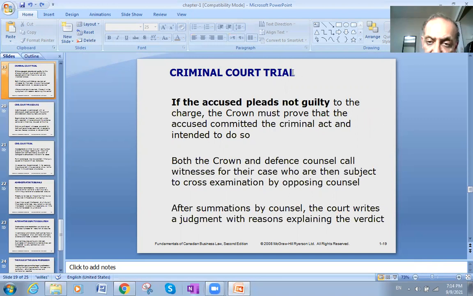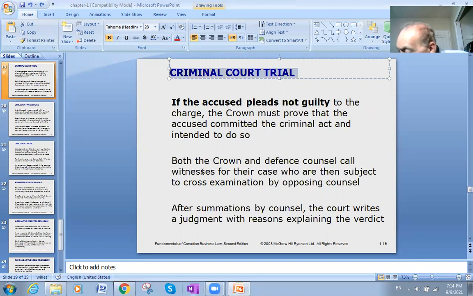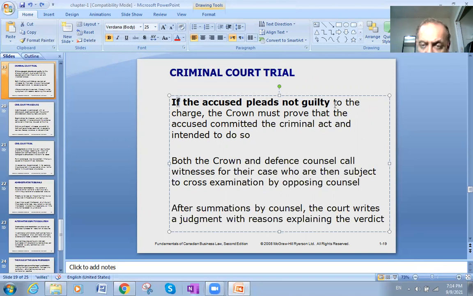Criminal court trial. Within the criminal court, we have to check if the accused pleads not guilty or pleads guilty. If he pleads not guilty to the charge, the Crown must prove that the accused committed the criminal act and intended to do so. Both the Crown and the defense counsel call witnesses. So expect that you may be asked as a witness in case you witnessed any crime. Of their cases, they are then subject to cross-examination by opposing counsel.